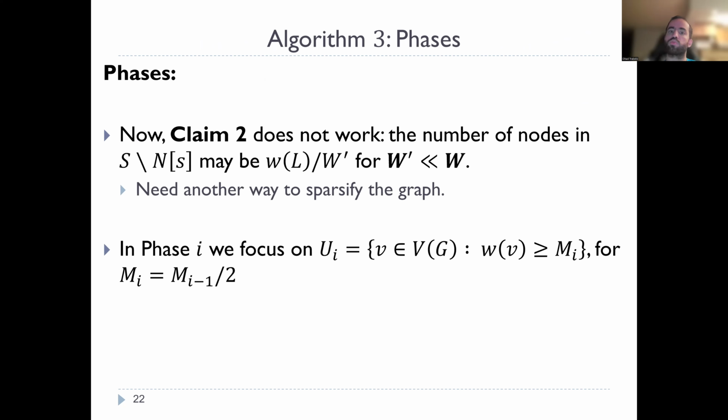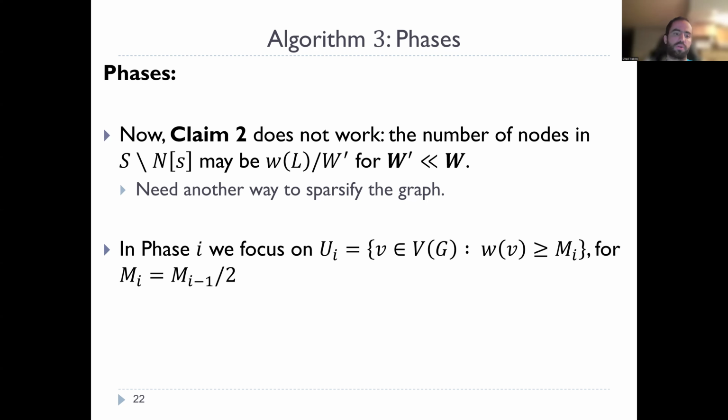Claim 2 does not work here because the number of nodes in the separator without the neighborhood of S may now be the weight of L divided by W prime. W prime could be much smaller than W, and so there could be many nodes. And so we need another way to sparsify the graph.